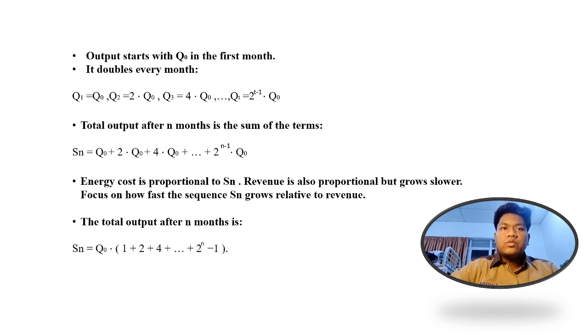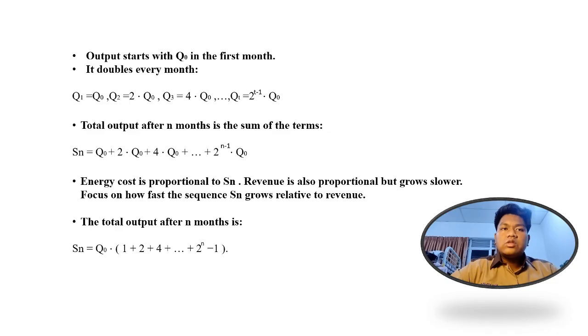Given information, output starts with Q0 in the first month. It doubles every month. Q1 equals Q0, Q2 equals 2 multiplied by Q0, Q3 equals 4 multiplied by Q0, Qt equals 2 to the power of t minus 1 multiplied by Q0. Total output after n months is the sum of the terms. Sn equals Q0 plus 2 multiplied by Q0 plus 4 multiplied by Q0 plus ... plus 2 to the power of n minus 1 multiplied by Q0. Now we have to identify when cost exceeds revenue.